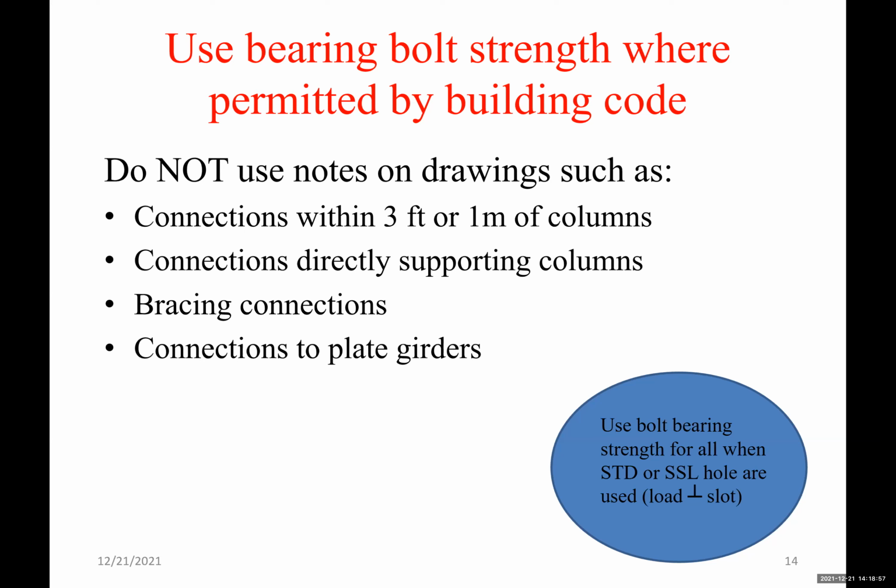Do not use notes on the drawing such as connections within 3 feet or 1 meter of the columns. Show where that connection is. I mean, just specify the connection, show the connections on the drawings that need to be designed. Do not use such notes like this. Connections directly supporting columns. Okay, in a building we have, of course, fewer columns, but we have a lot of beams, right? If you think of a floor plan, how many columns do we have? And then how many beams do we have? So we have a lot of beams compared to columns.